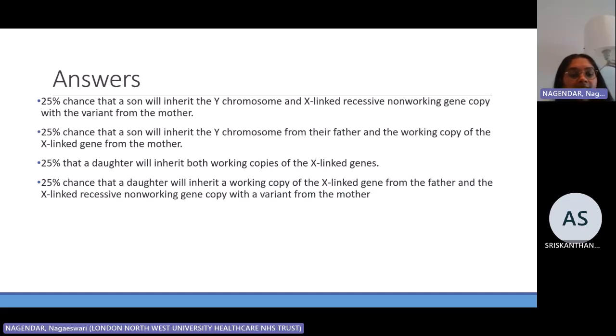And then if we consider the XX genotype, there is a 25% chance that the daughter will inherit both working copies of the X-linked genes. So she gets the healthy X from dad, also gets the healthy X from mum. But there's a 25% chance that the daughter will inherit a healthy X from dad and the affected X from the mum. And that means that the daughter, hopefully, if the working X isn't inactivated, will be a carrier. Okay, so it's about 50%, the risk.